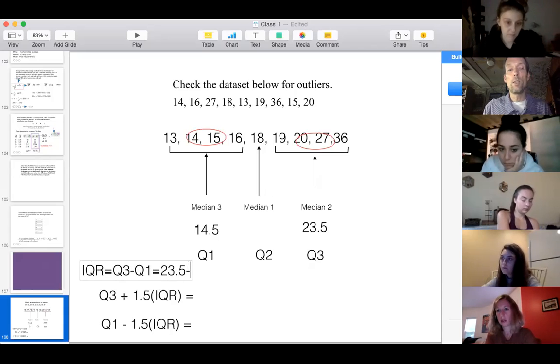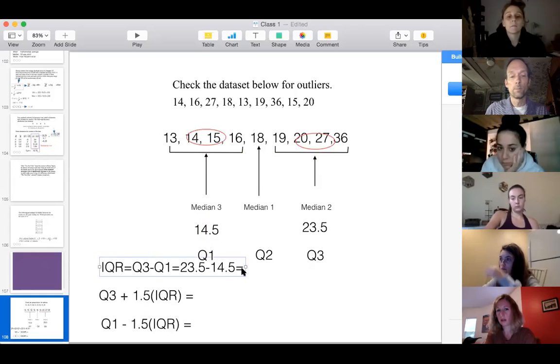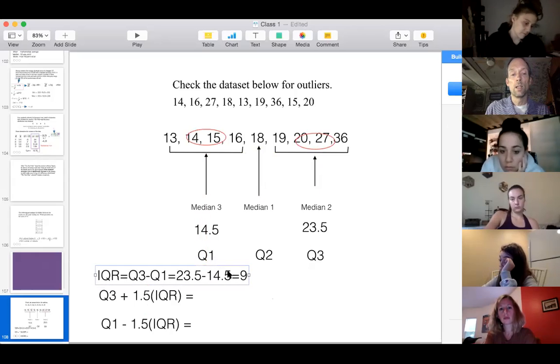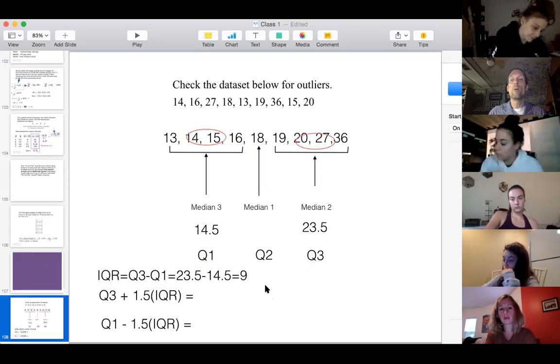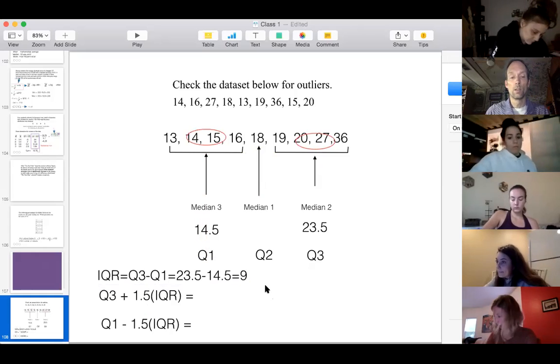So we're going to say 23.5 minus 14.5. And what do we get when we subtract that out, everybody? 9. Okay. I'm going to enter a 9 here. Exactly right. Any questions lingering about how we handled the IQR? It's just essentially the physical distance across the middle 50% of the data set. Okay, so it seems like we're all clear there.